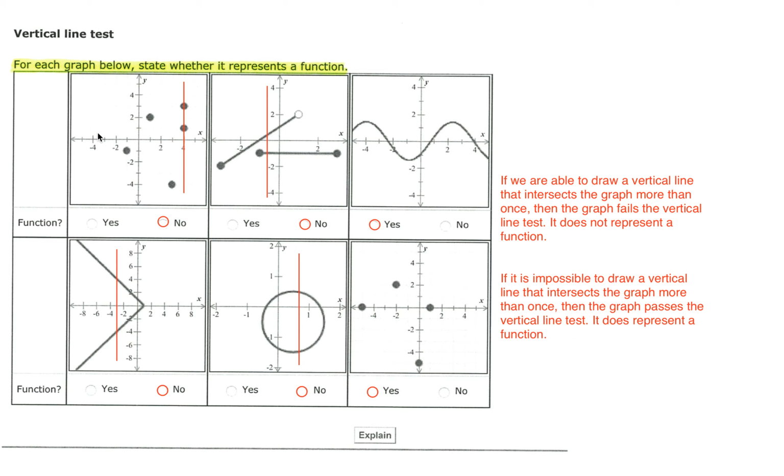So for example, you might take your finger, holding it up vertically across the graph, or a pencil or pen, any object, taking it vertically across the graph and run it along from left to right and ask yourself, do I ever touch more than one of the points on the graph?